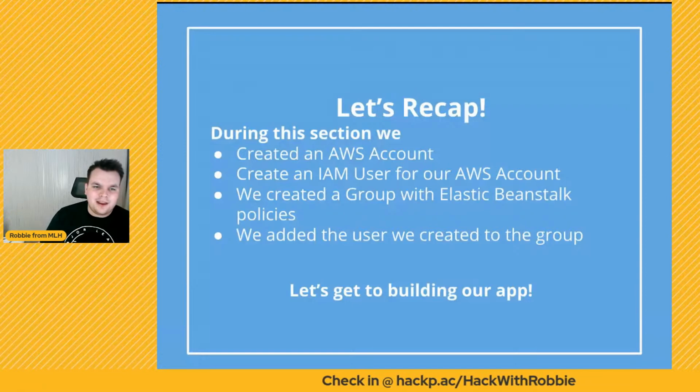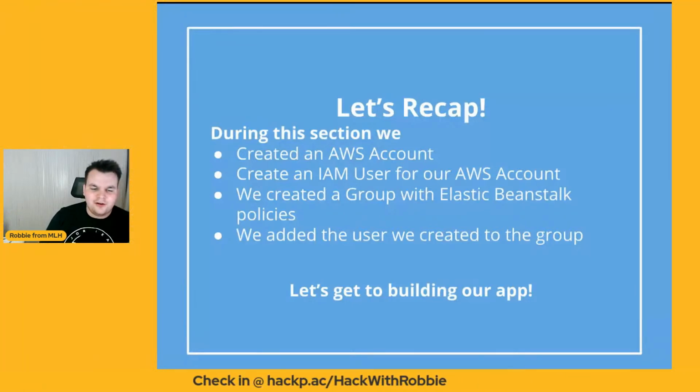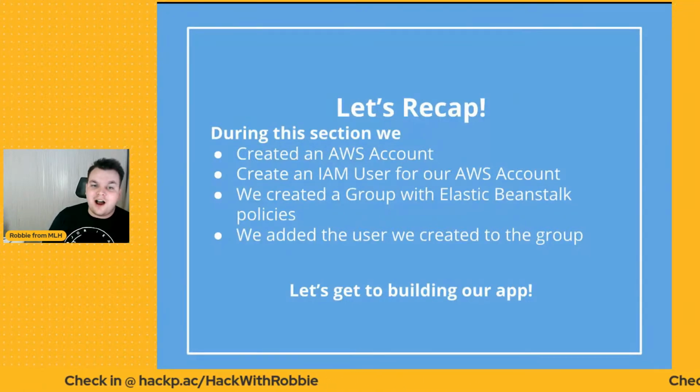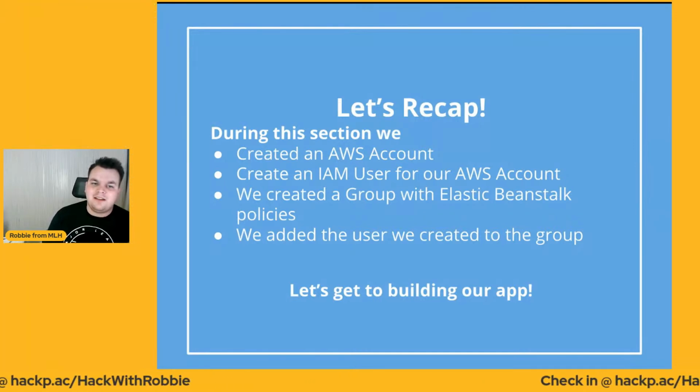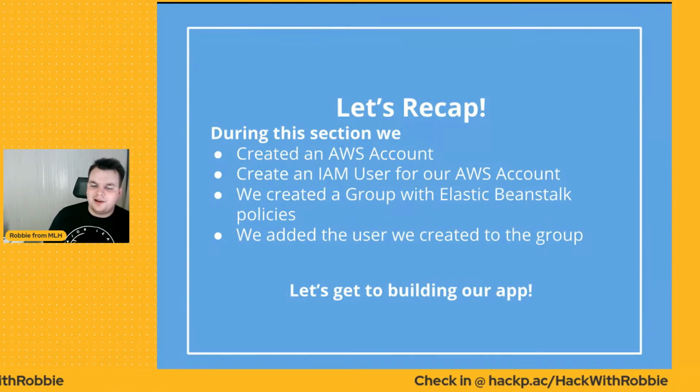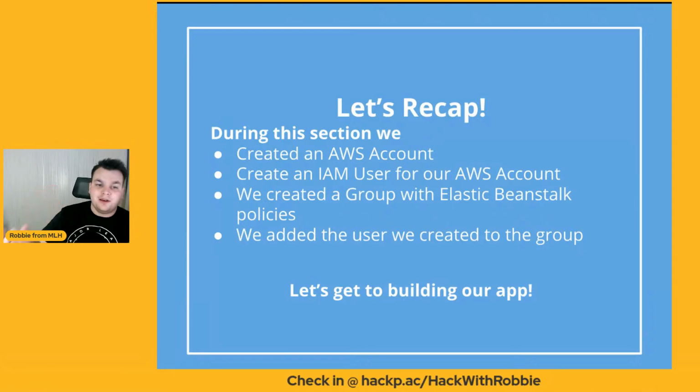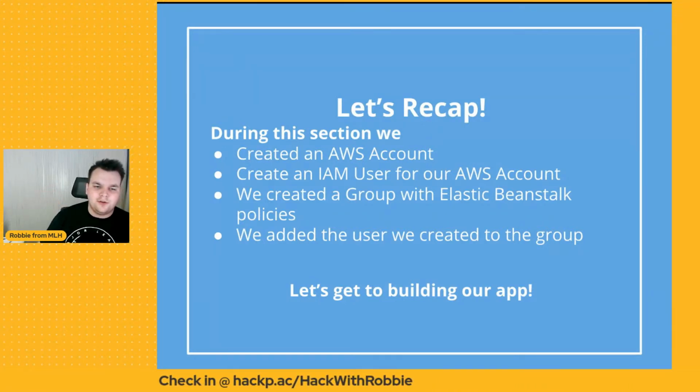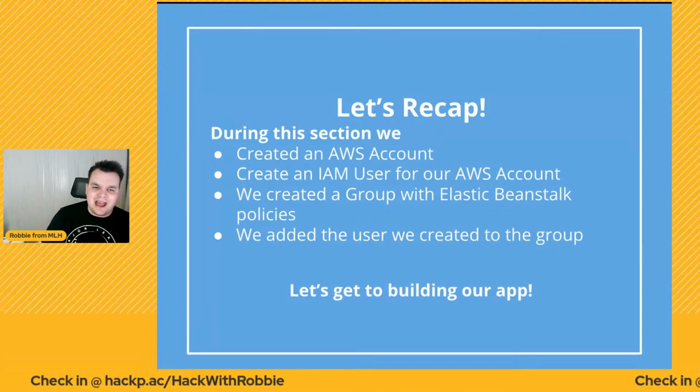Boom, let's recap. We created an AWS account, and it only nearly broke me. We created an IAM user for the AWS account. We created a group with Elastic Beanstalk policies. Still don't know which ones, just a bunch of them. And we added the user we created to that group. So let's build the app.